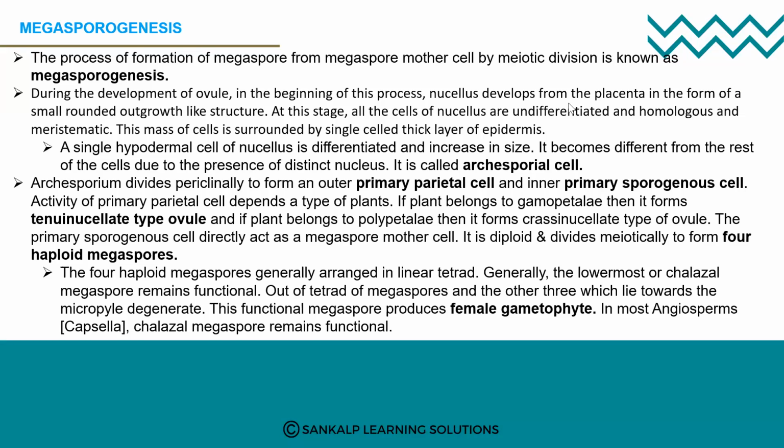The process of formation of megaspore from megaspore mother cell by meiotic division is known as megasporogenesis. During the development of ovule, in the beginning of this process, nucellus develops from the placenta in the form of a small rounded outgrowth-like structure. At this stage, all the cells of nucellus are undifferentiated, homologous and meristematic. This mass of cells is surrounded by a single-celled thick layer of the epidermis.